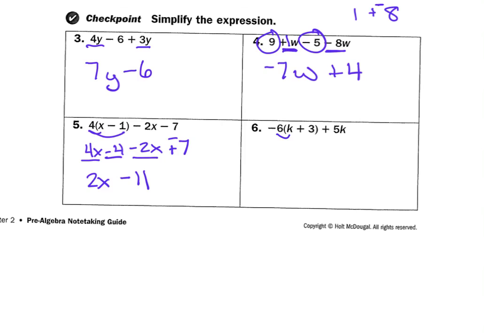And the last one, again, we need to distribute that -6. -6k minus 18 plus 5k. We can combine our k's together. -6 plus 5 is a -k. There's just one, so I'm going to do -k minus 18.